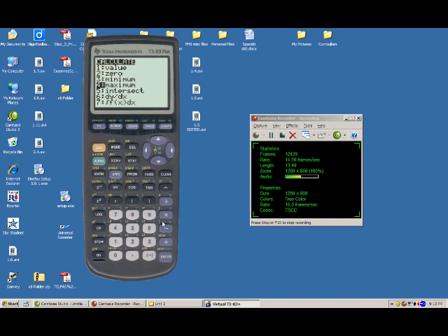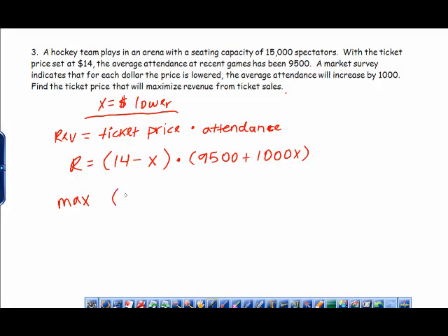Okay, so now let's find the maximum. So I need to move this over to the left. Make sure all the way to the left of the max, and then all the way to the right. Later on, I'm going to show you how to do all this without this maximum feature in your calculator, but for now, this is good. So we get 2.25 and then $138,062.50. So let's write this down first.